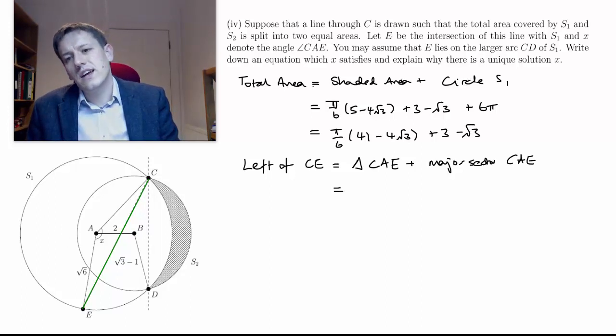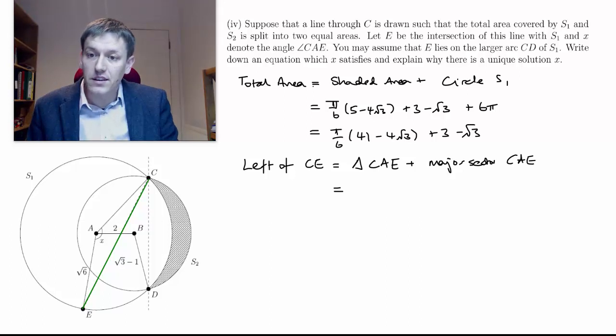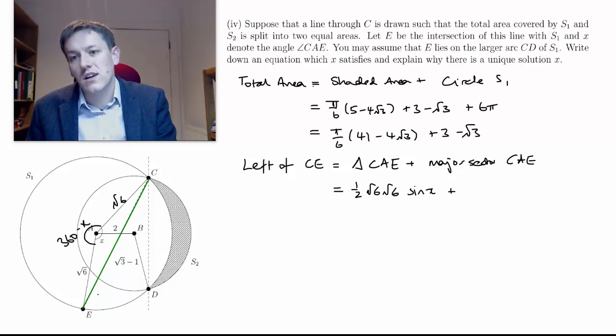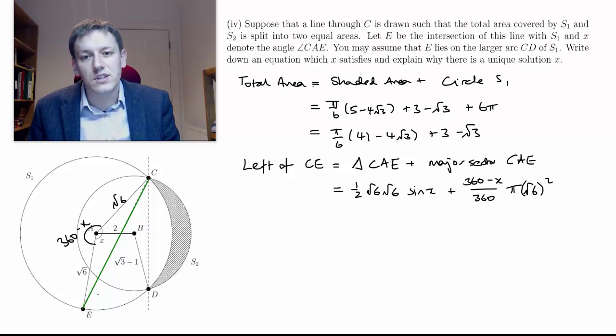Okay, so the triangle CAE is just going to be, again, we use the half ab sine C formula, so I just got a half times root 6 times root 6. So I've got these two sides here, times sine of this angle, which is sine of x. And the major sector CAE, well, if that's x, that's 360 minus x. So I've got to do 360 minus x over 360 times pi times the radius squared here, so pi times root 6 squared.